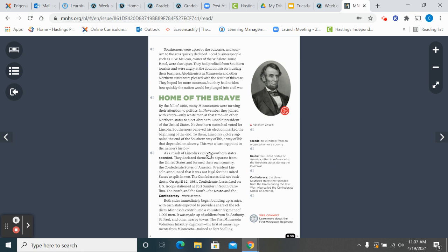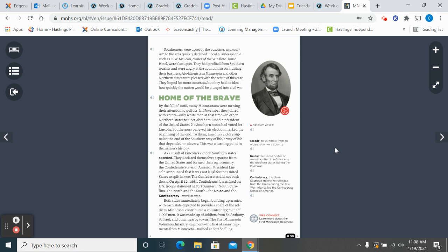As a result of Lincoln's victory, Southern states seceded, in other words, to withdraw from a country. They declared themselves separate from the United States and formed their own country known as the Confederate States of America. President Lincoln announced that it was not legal for the United States to split in two. The Confederates did not back down.